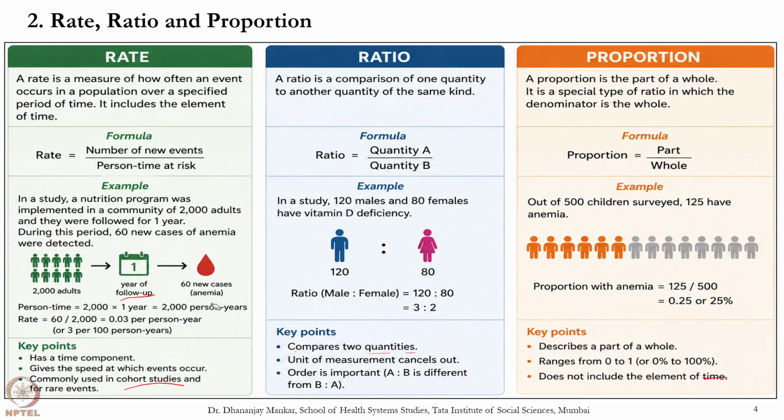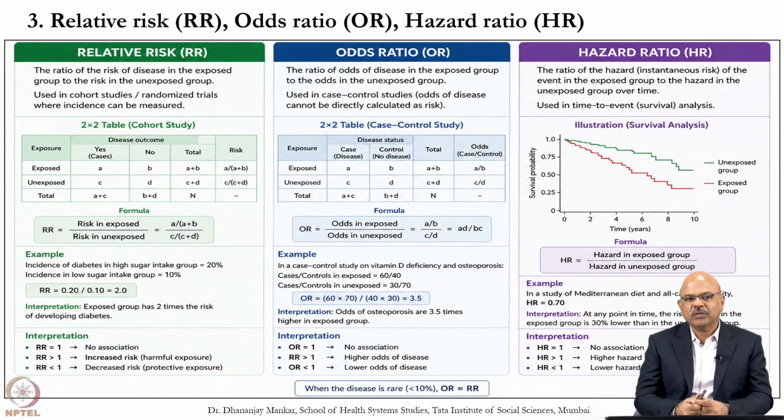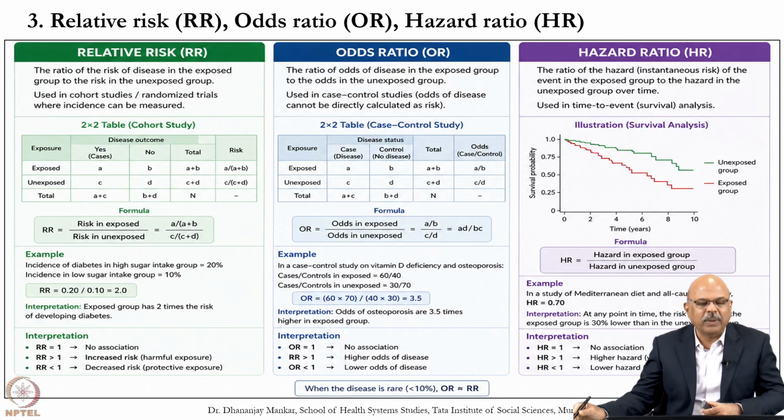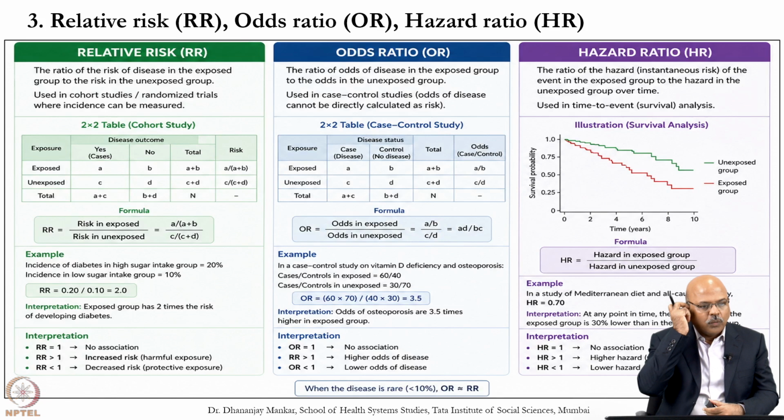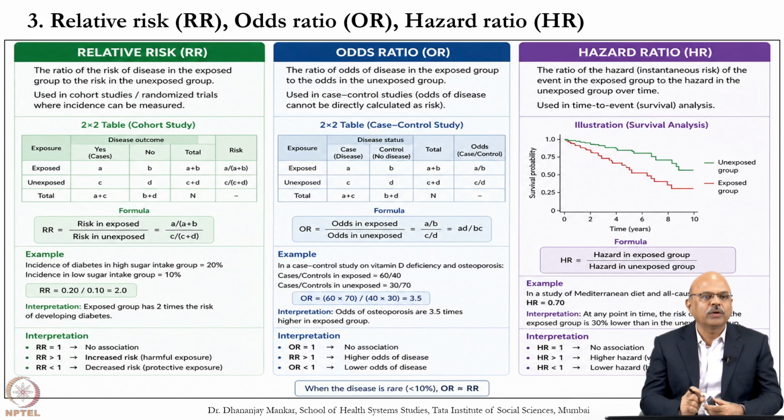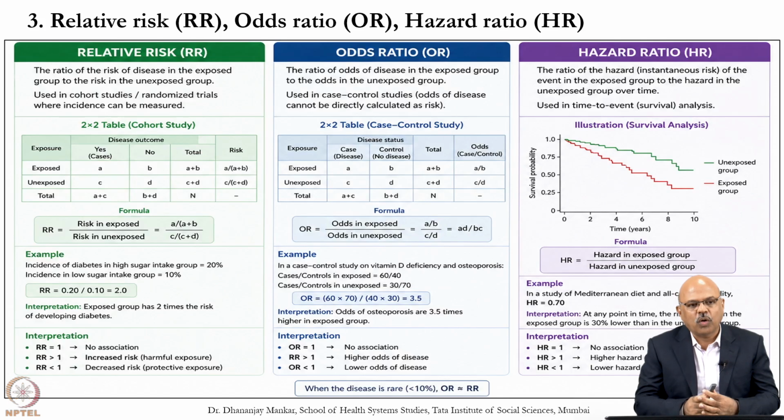Now we will proceed with the other sets to understand in more detail the next part, that is relative risk, odds ratio and hazard ratio: RR, OR and HR. These are very important, so you have to pay attention to the examples I am stating here. What is relative risk? The ratio of the risk of disease in the exposed group to the risk in the unexposed group.